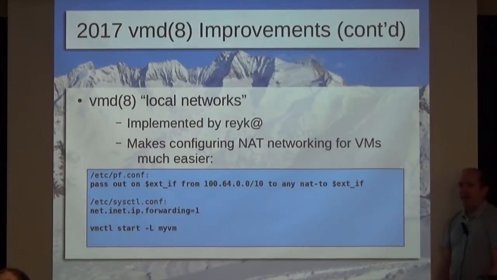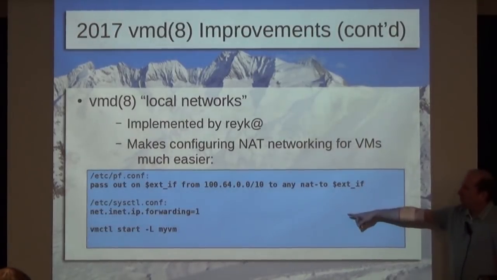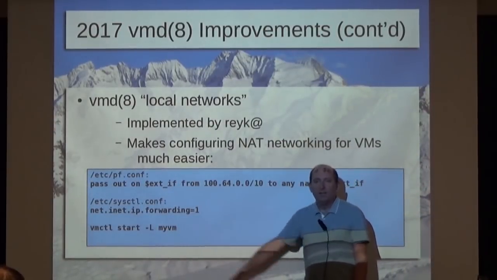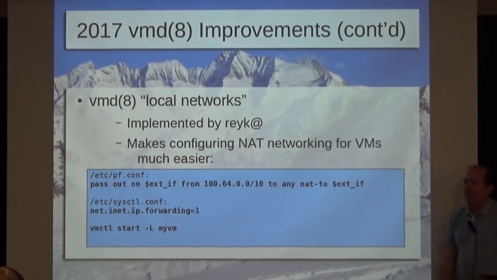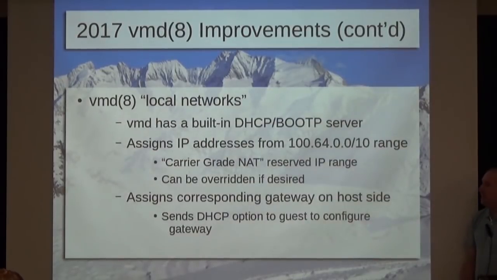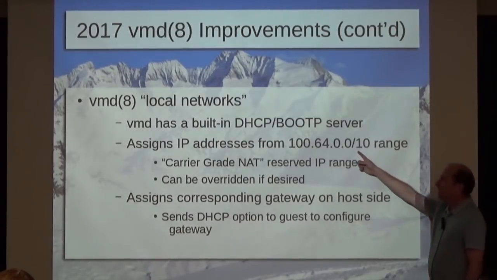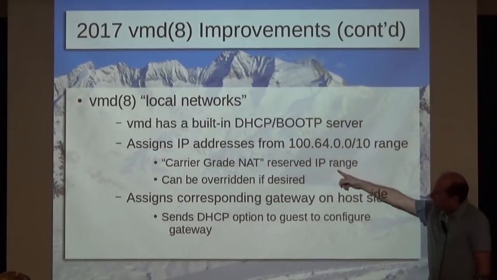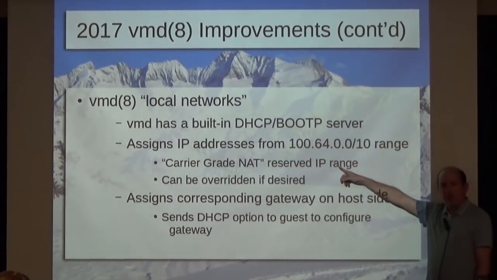We said, if you want to do NAT, which is kind of what most people want to do in their VM on their laptop, all you do is add one line to PF, set one sysctl, and then do vmctl start -l. The -l does a couple of things for you. So built into VMD is now a mini DHCP and Bootp server. So when you're running in local network mode, VMD will automatically assign the guest an address from this range. And why that range? It's apparently some kind of reserved range. I'm not a network guy, but apparently it's carrier grade NAT, and it's a reserved range, and you can change that if you want.